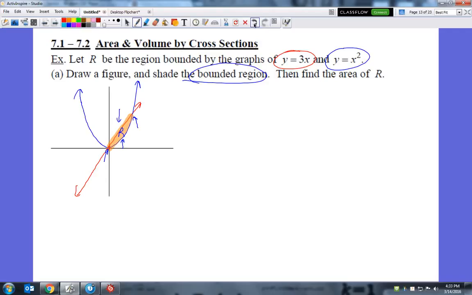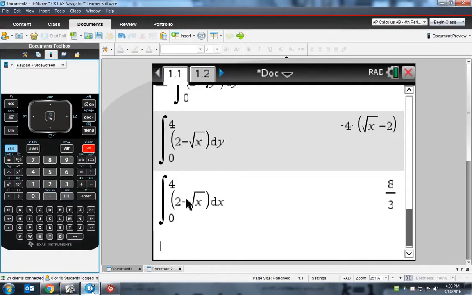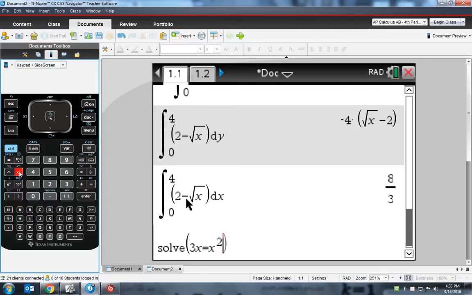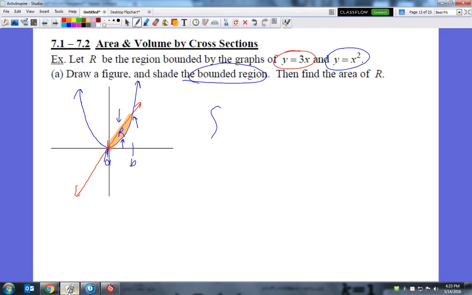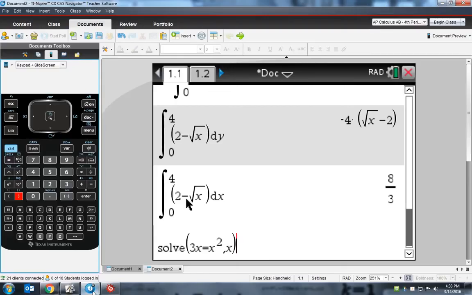So looking at this, we're going to say from this low to this high, a to b, I can do that by looking at the intersection, and I'm going to show you right now with the calculator. 3x, menu 3, 1, solve feature. When does 3x equal x squared? Okay, and then you're going to do comma x and close, because we want to know when do these two functions equal each other. And it will tell us with the solve feature.